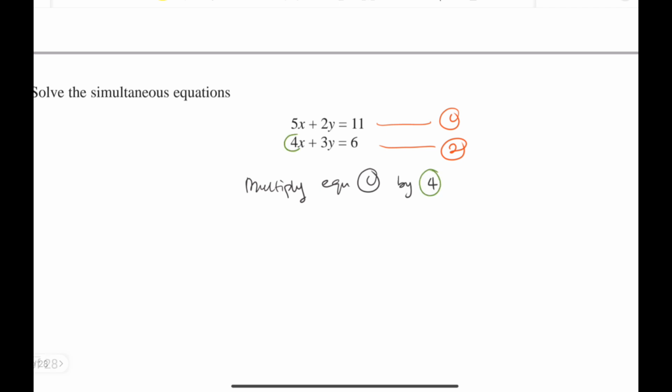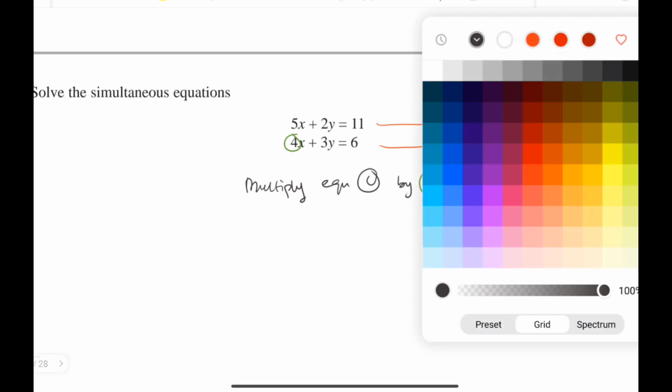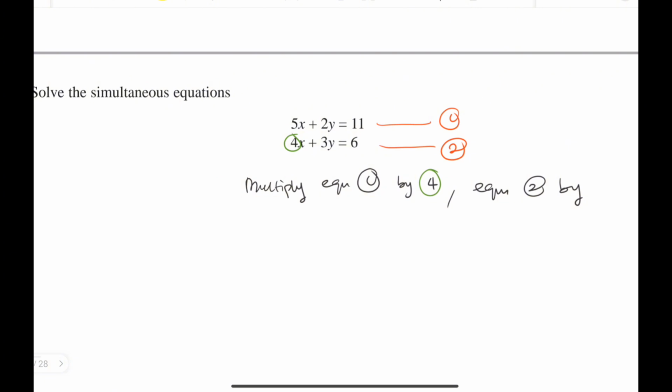Can you see that? And equation 2 by what? Let me use another color. Let me use blue. Equation 2 by 5. Does that make sense? I hope that makes sense.